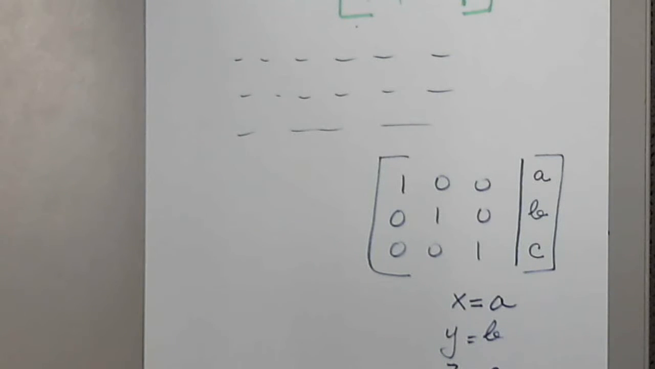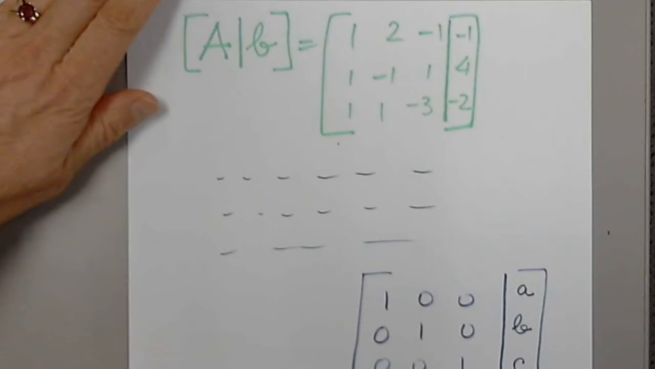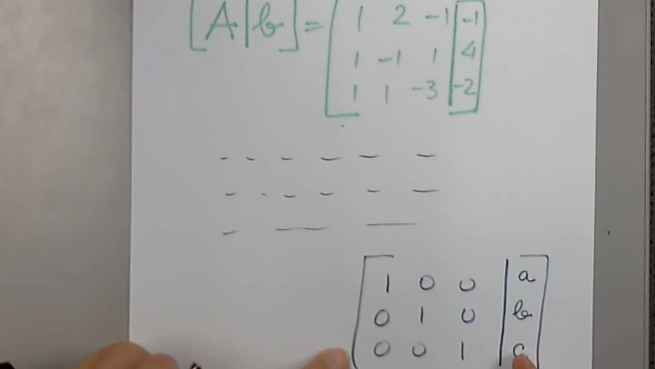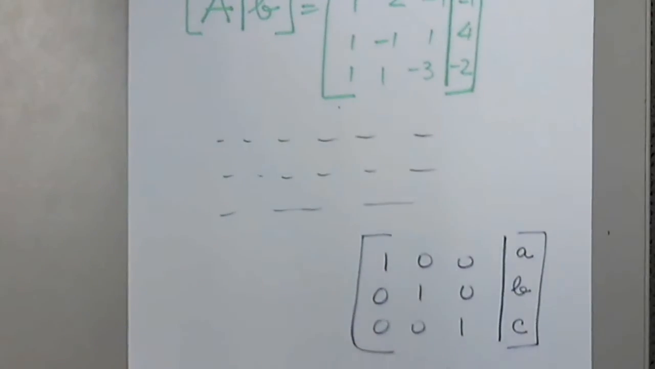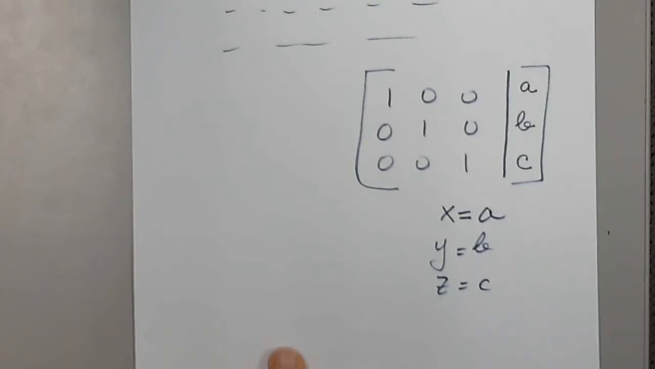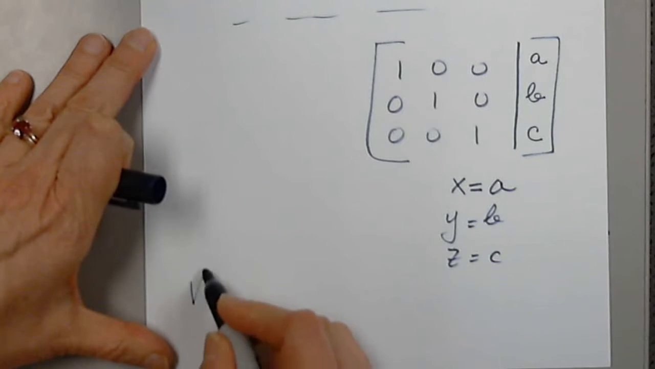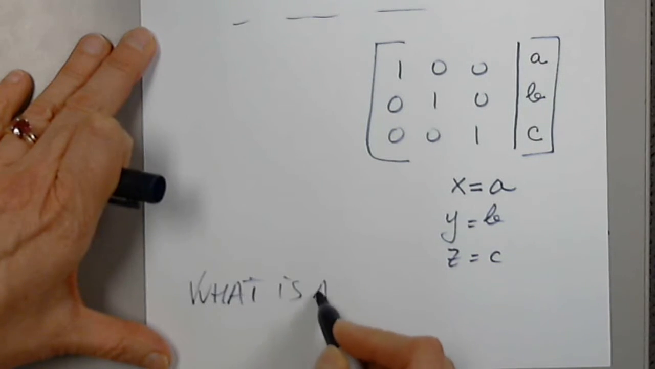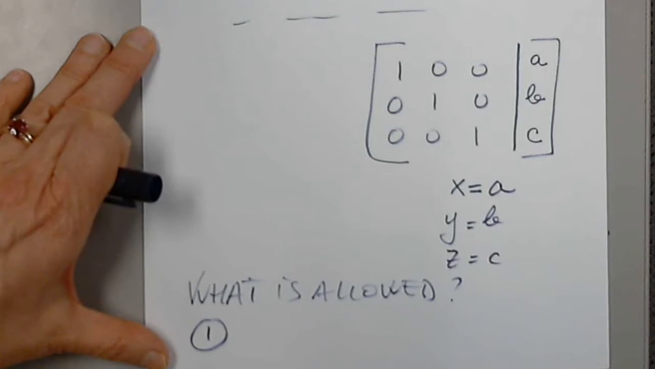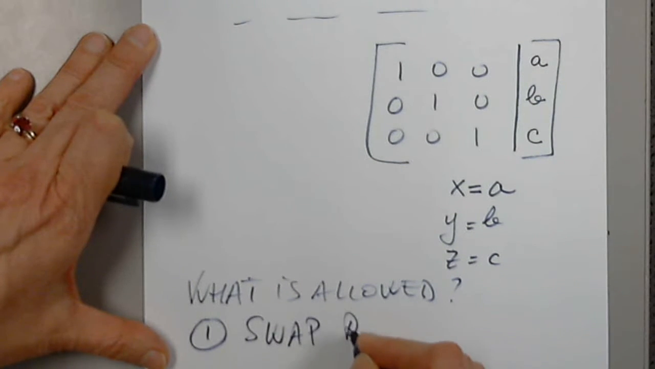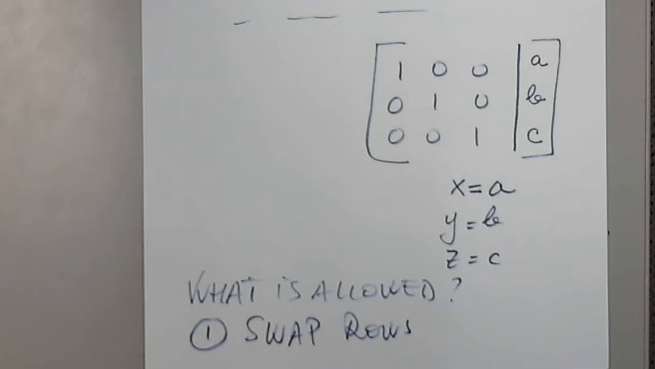Any questions? Okay, but the question is, how do I get from here to here? I'm allowed to apply only 3 procedures. Let's list the procedures and then start here and get here. So we can only do 3 things. So what is allowed? Number 1, swap rows. And you can see in a minute what you accomplish with swapping rows.